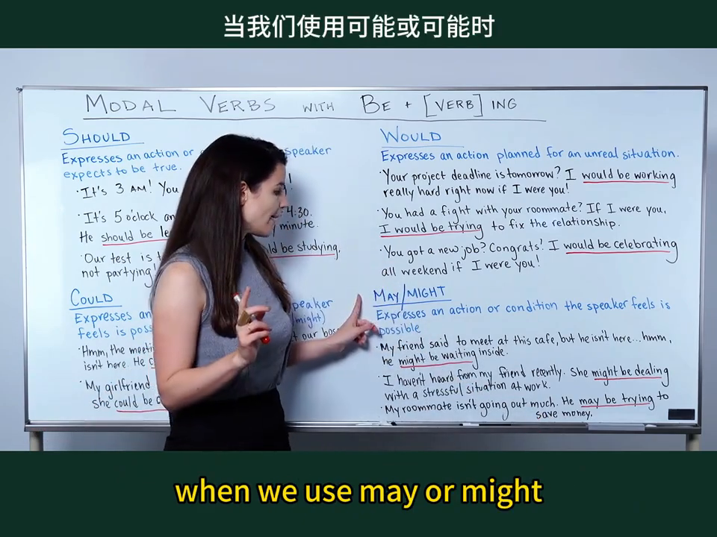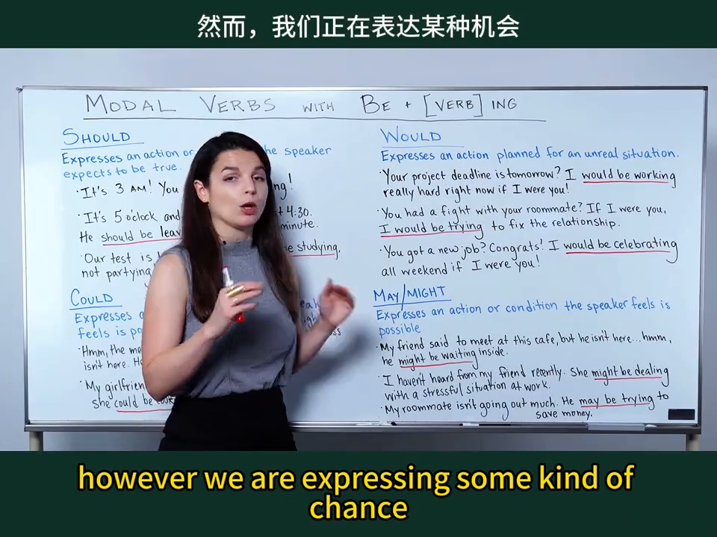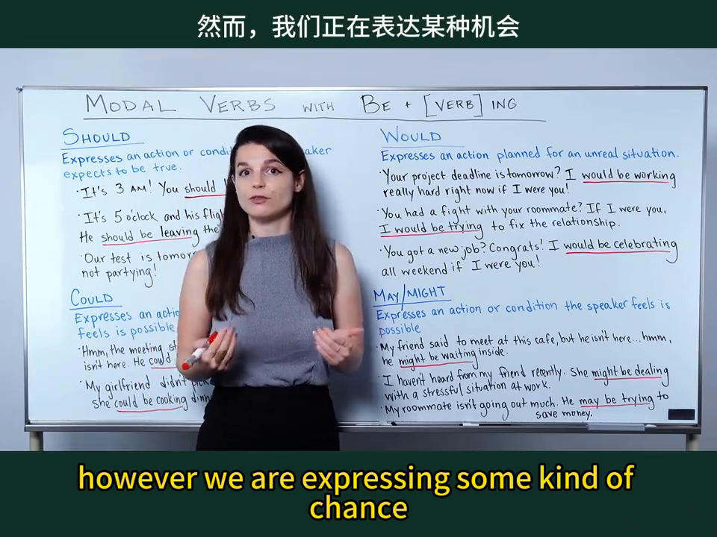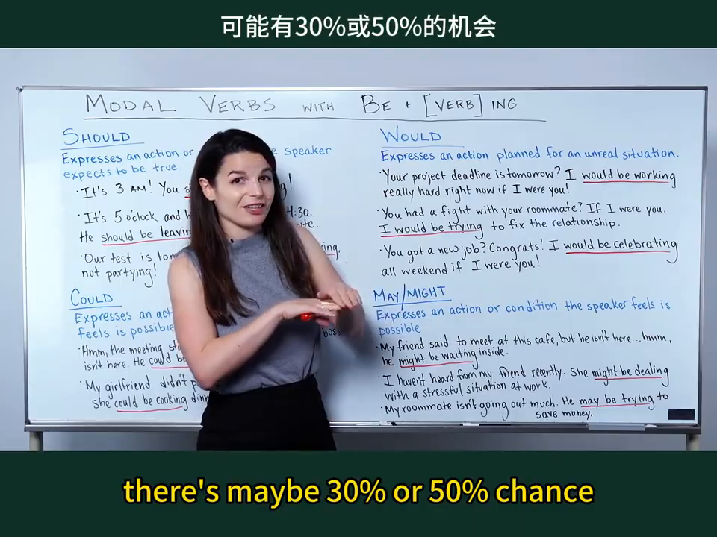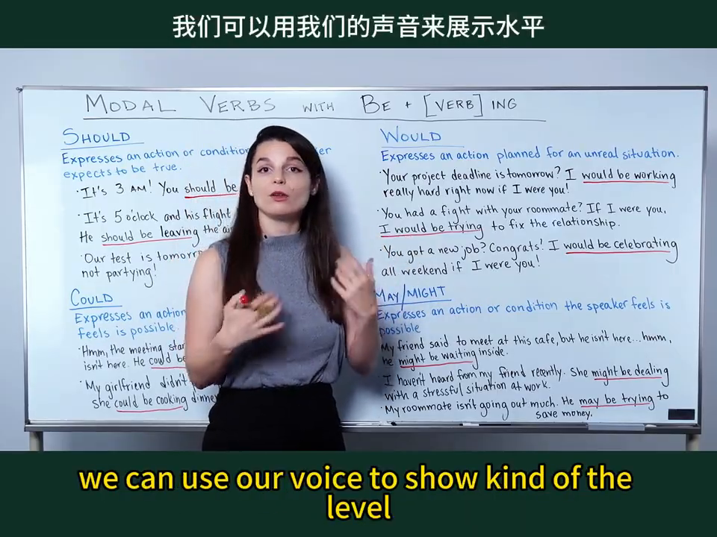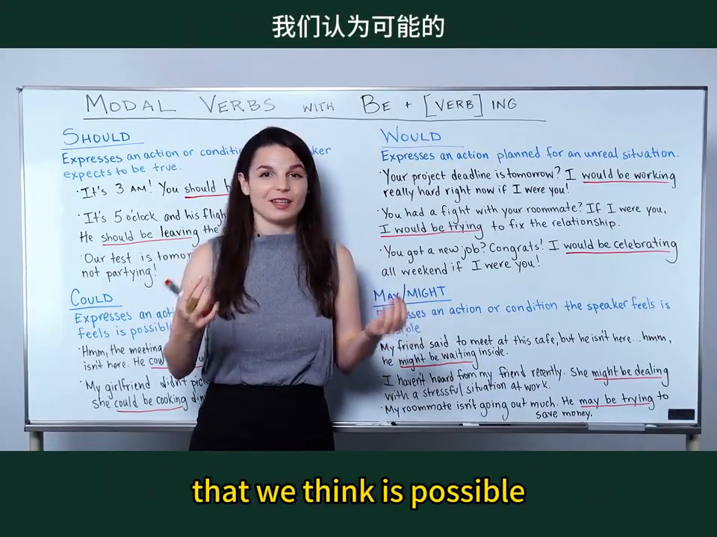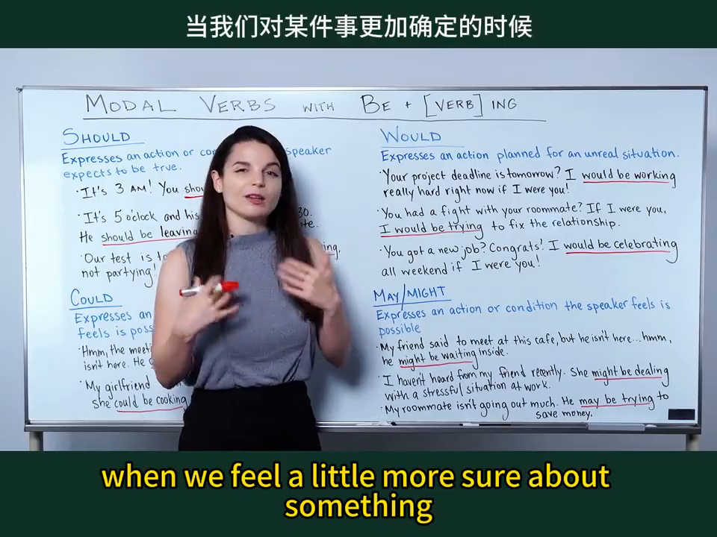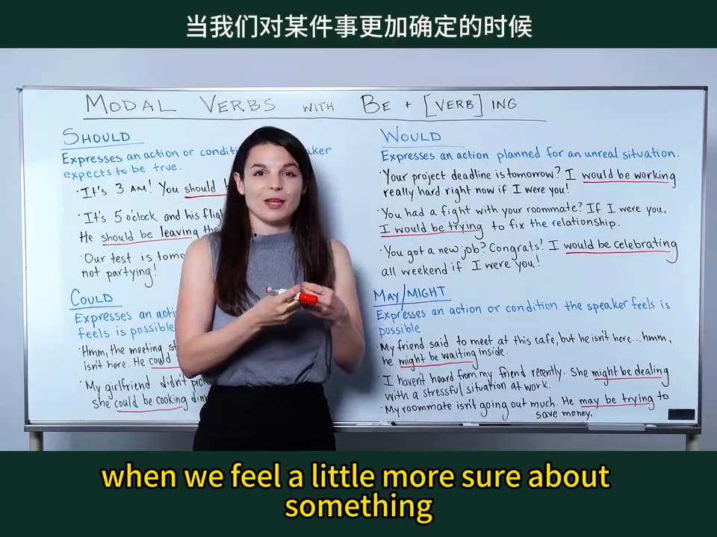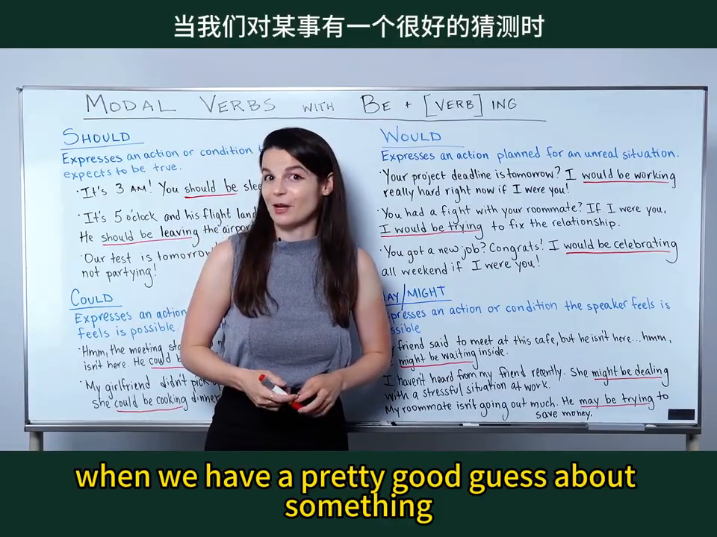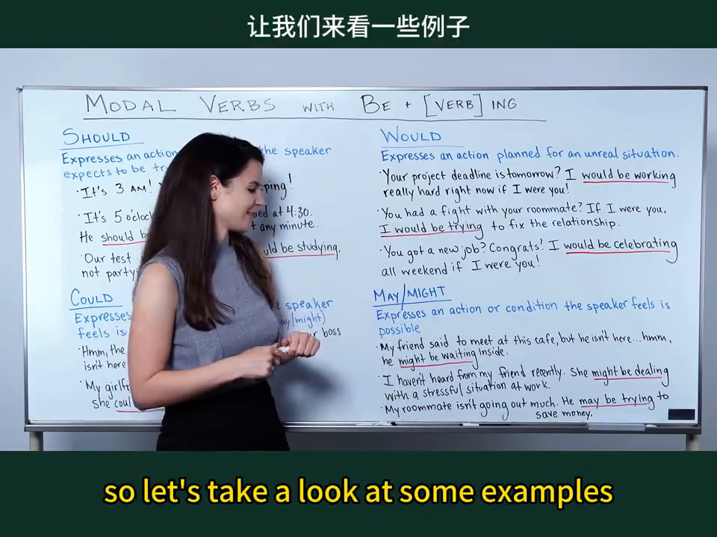When we use may or might, however, we are expressing some kind of chance. There's maybe 30% or 50% chance. We can use our voice to show kind of the level that we think is possible. So we use this when we feel a little more sure about something, when we have a pretty good guess about something. So let's take a look at some examples.